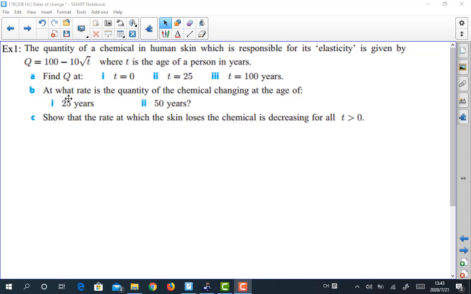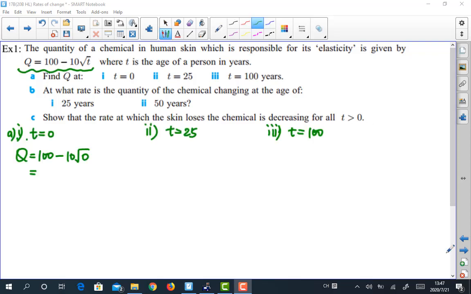B. At what rate is the quantity of the chemical changing at the age of 25 years and 50 years, respectively? C. Show that the rate at which the skin loses the chemical is decreasing for all t greater than 0. Let's look at how to find the quantity Q at different ages.